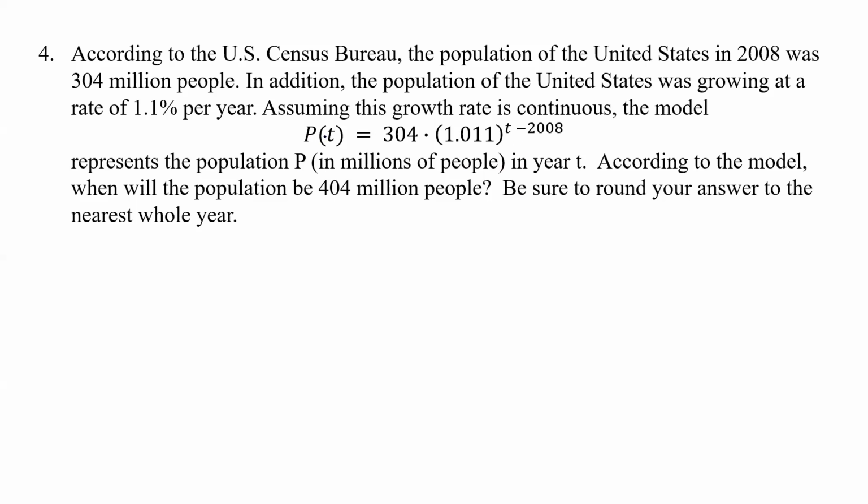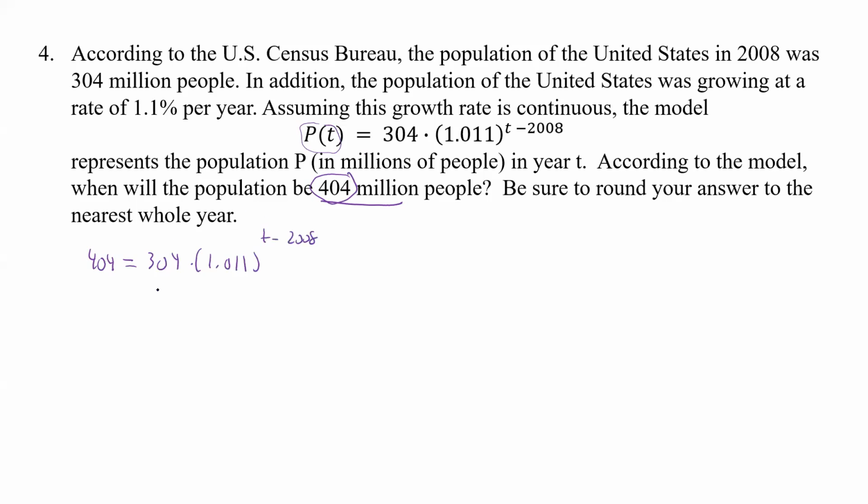So P of t, which is population P in millions of people, is equal to 304 times 1.011, that's our growth rate, raised to the power t minus 2008. So time from 2008. All right, so t when we get done is going to be in a year, so 2035, 2040, I don't know, whatever we're getting to. And so according to the model, when will the population be 404 million people? So we're going to plug in just 404 because remember this is in millions, and so we're just going to say 404 equals 304 times 1.011 to the t minus 2008.